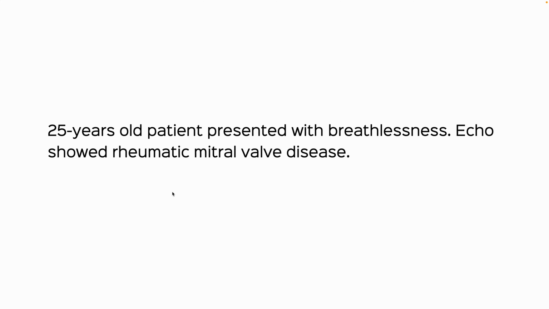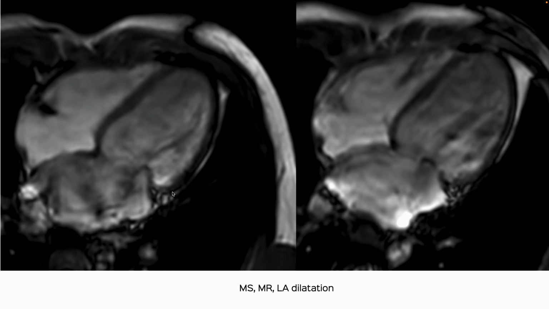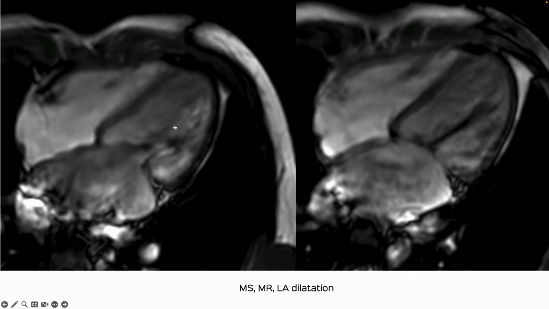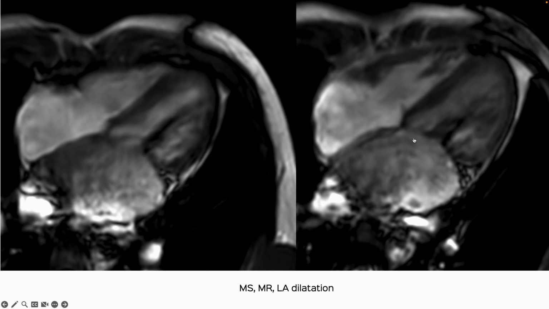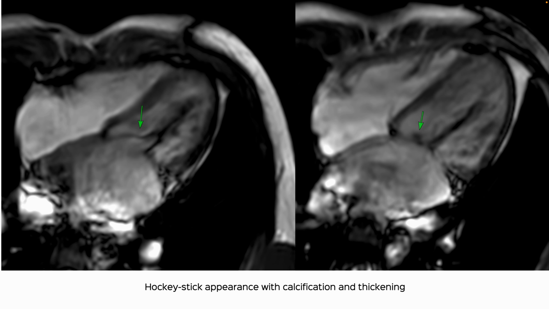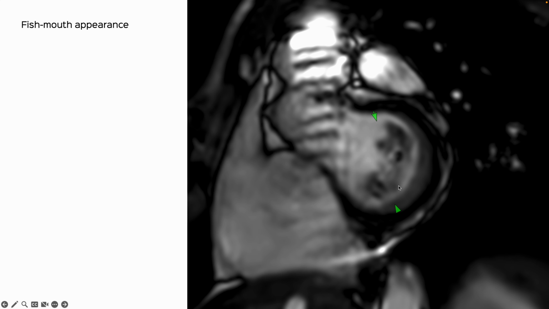25-year-old with breathlessness, and echo showed rheumatic mitral valve disease and a little bit of aortic disease as well. And you can clearly see the MS, the MR, and the abnormal mitral valves, but that's better appreciated on the static images. We see the hockey stick appearance of the anterior mitral valve leaflet, the thickening, and perhaps calcification and the dilatation of the left atrium.